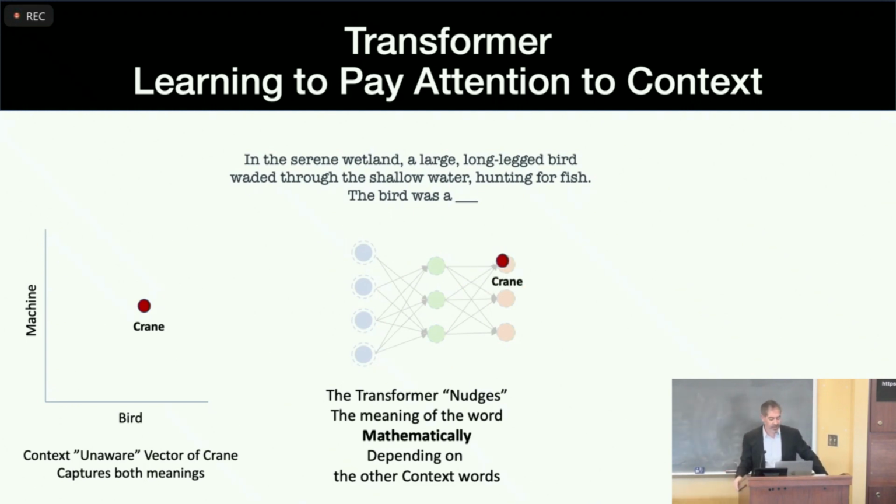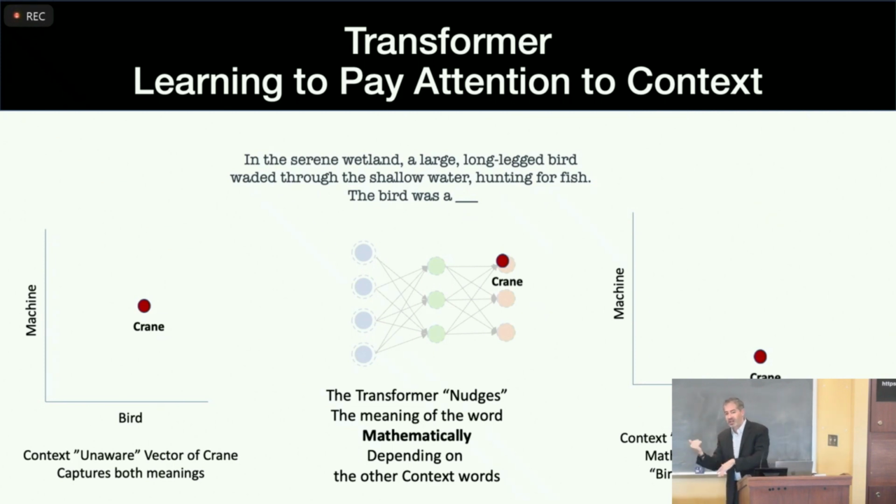So look at this sentence here. In the serene wetland, a large-legged bird waded through the shallow water, and it's like, oh, well, it can mathematically figure out that we're asking for the bird version of it, not the crane version, by nudging it mathematically towards bird space. So I'll show you how this works. Like, it literally nudges it mathematically that way. Like, not quite physically, but like that way. So when you put it through the transformer, it nudges mathematically. So we now have a version of crane, which is closer to bird. And that encodes the meaning, the crane version of bird. The vector that comes out is like crane nudged towards bird. And now it can understand, oh, you're talking about the bird.